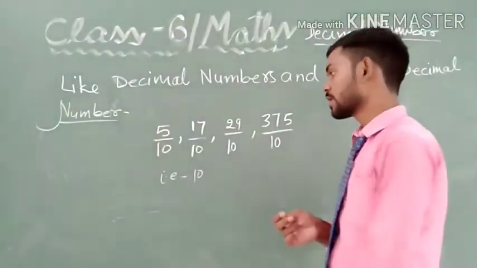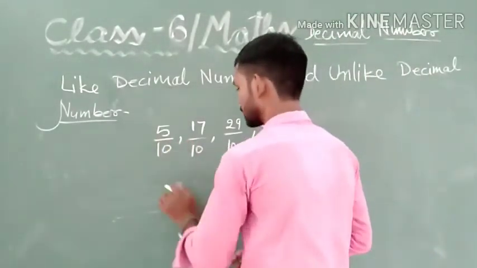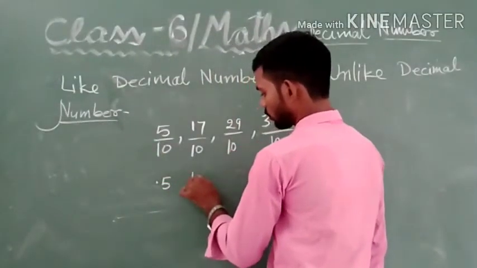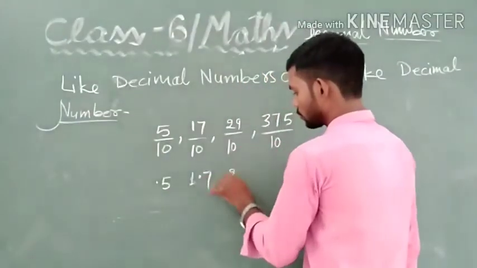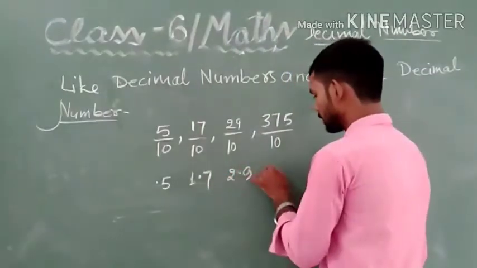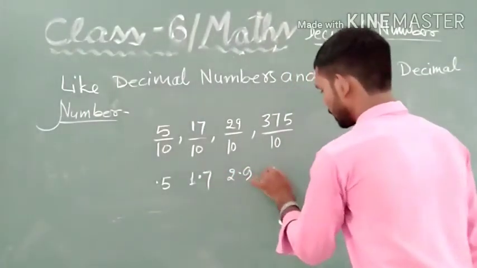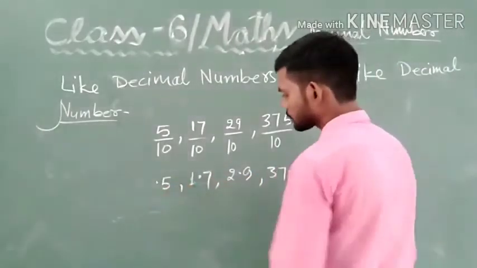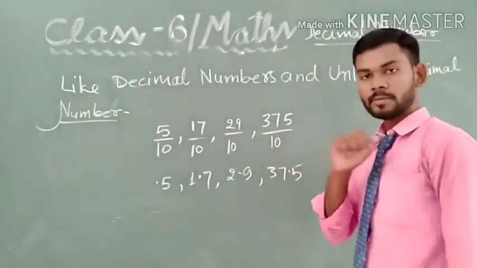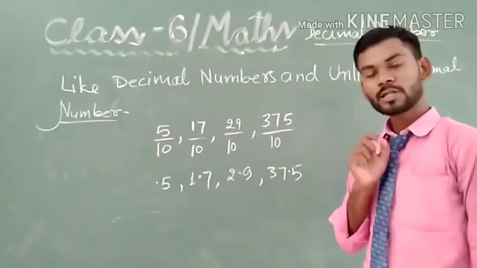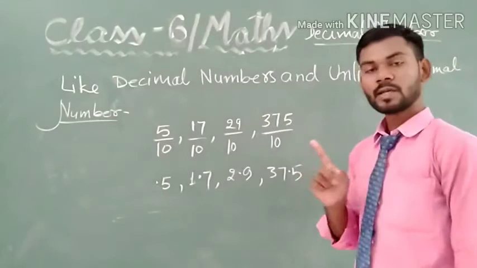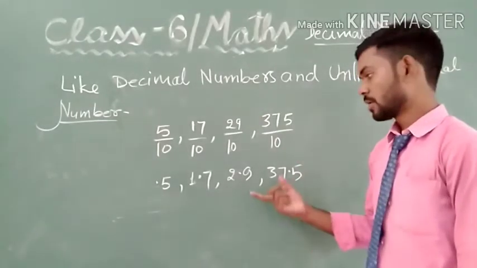So this can also be written as 0.5, 1.7, 2.9 and 37.5. Here we can see that all the denominators are the same. That is why it is known as like decimal fraction.